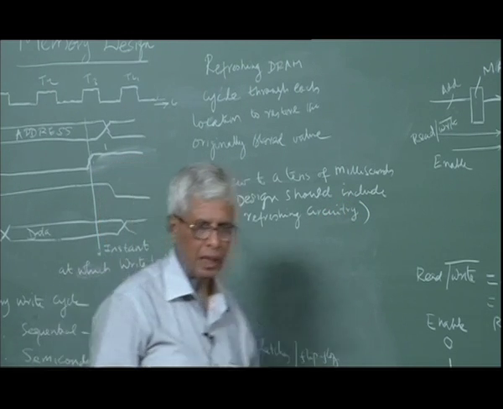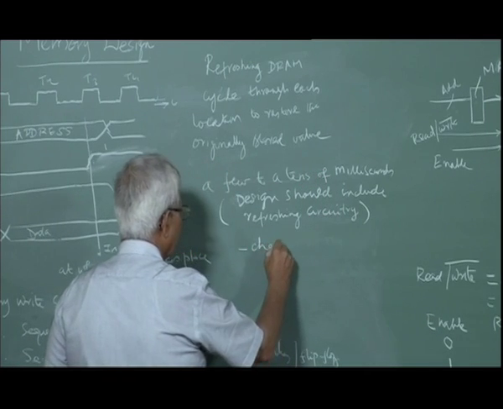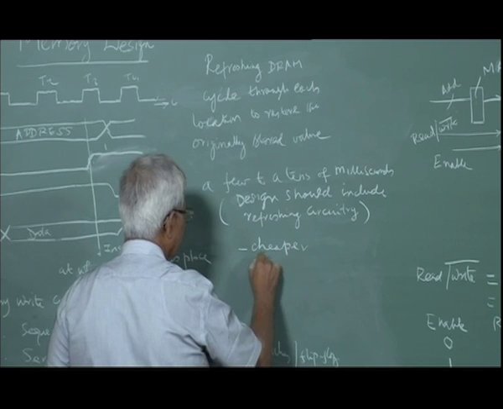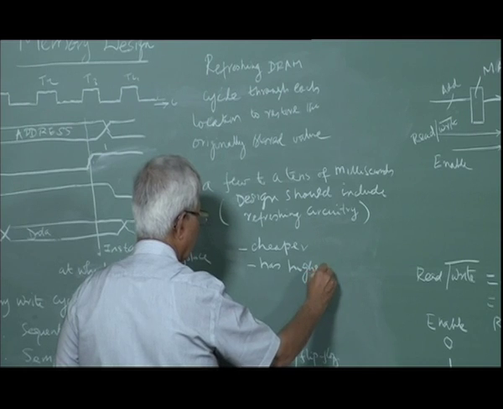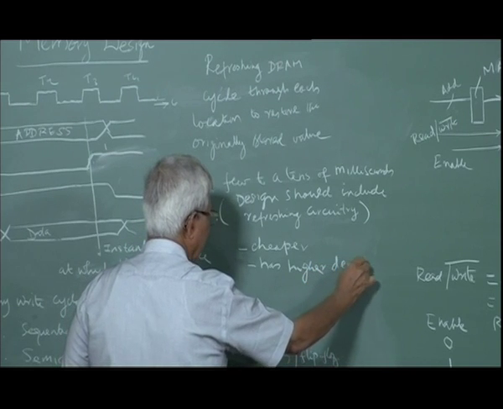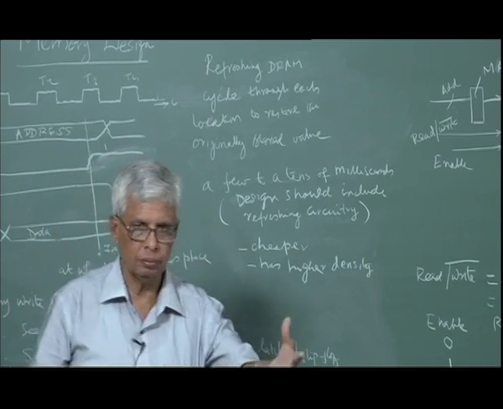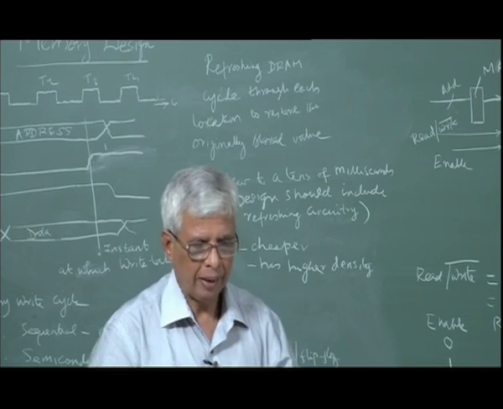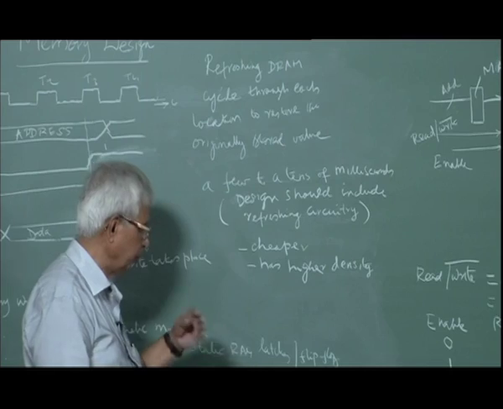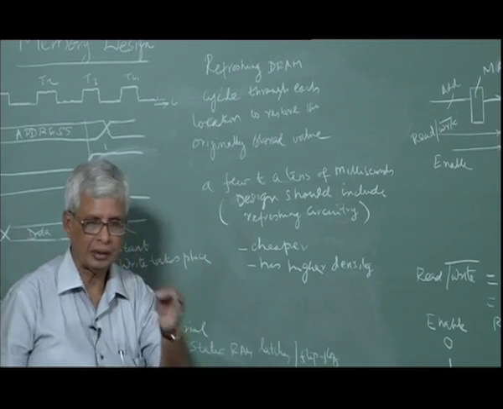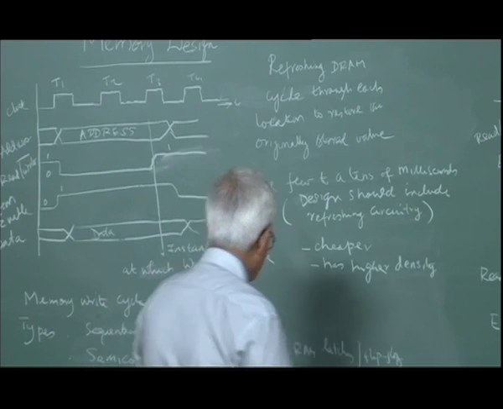But why do you use it? Because it is cheaper and has higher density. For a given area of semiconductor, I can put more locations of a DRAM compared to a static RAM. And as I said, since it is only capacitor charging and discharging, it tends to be cheaper, whereas here it is the flip-flops and latches.